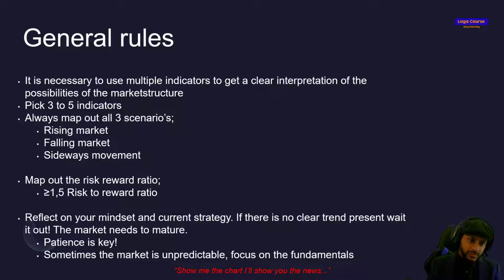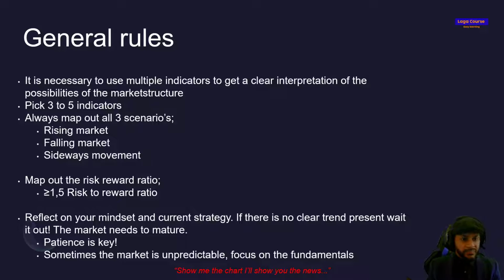So the general rules: it is necessary to use multiple indicators to get a clear interpretation of the possibilities of the market structure. It's like in an everyday scenario in our lives, if something happens, you need to have different perspectives on the situation before you can judge something. It's like you have a piece of a puzzle, but it's better to zoom out to see the whole picture instead of one piece of a puzzle.